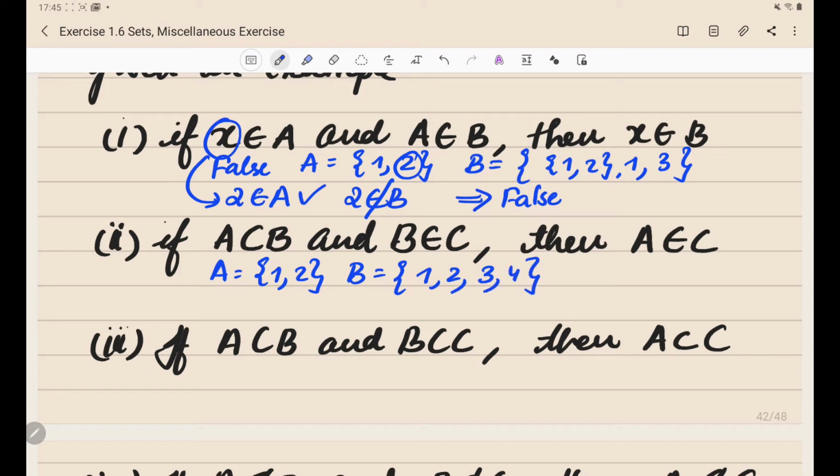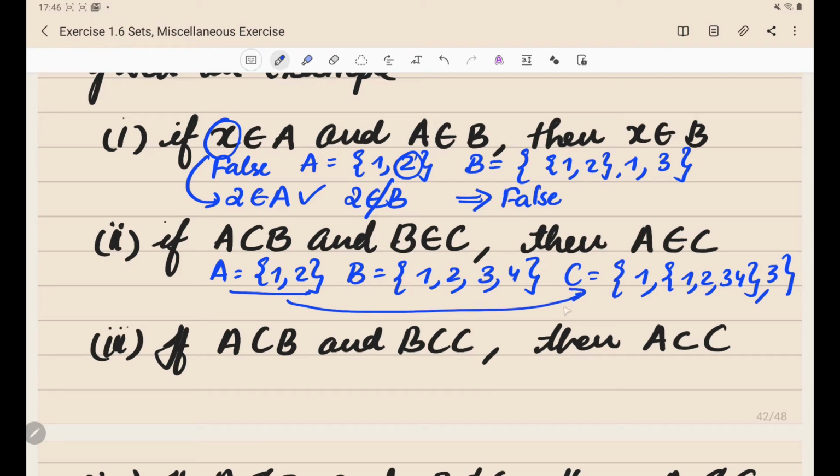Then it is asked whether A belongs to C. For that, I have to consider another example. So C is like what? Another set having elements 1, 2, 3, 4, where B is an element of set C. So {1, 2, 3, 4}, again considering 3 here. So just an example. Now you can consider whether A belongs to C. Let's check the element {1, 2}. Whether this element belongs to the set C? No. That's why I have written this condition as false.